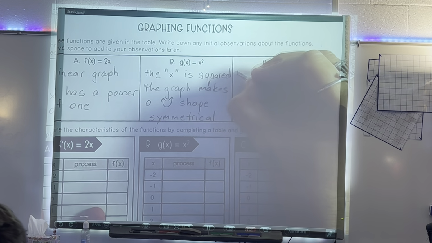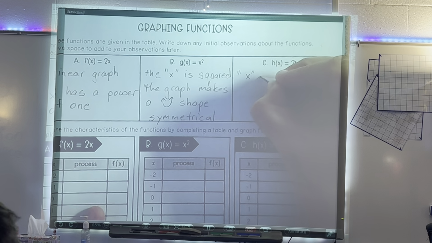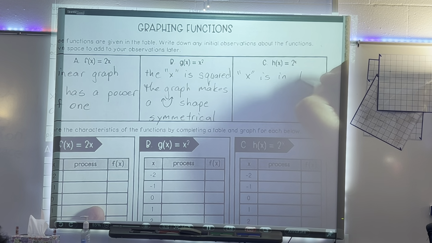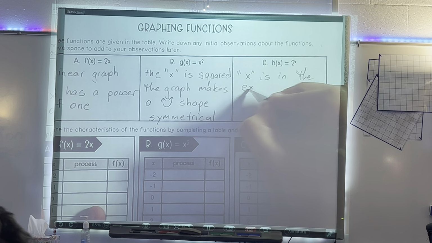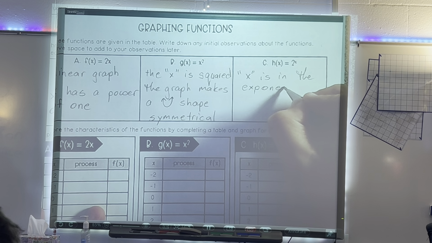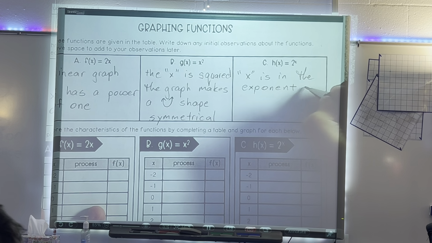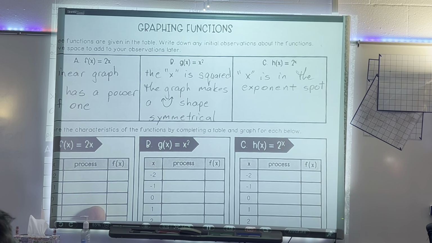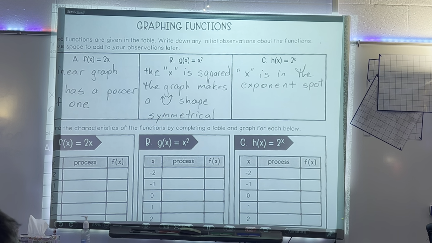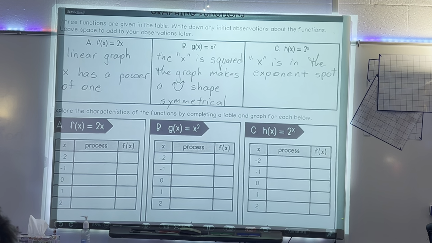Okay, so this time x is in the exponent spot, location, whatever. Okay, so I want you to think about this when we talk about, and 2 is a really good number to use.